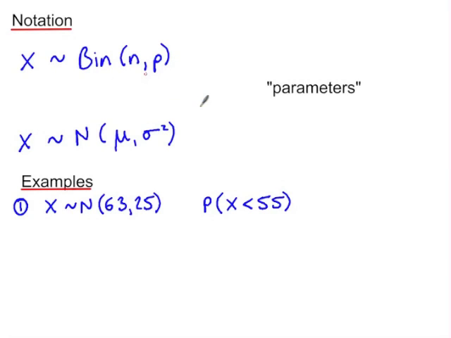Now, just a few notes on notation associated with probability distributions. If you've already looked at the binomial probability distribution, you will have seen this before. The variable x is distributed binomially with the parameters n and p, where n is the number of trials and p is the probability of success.